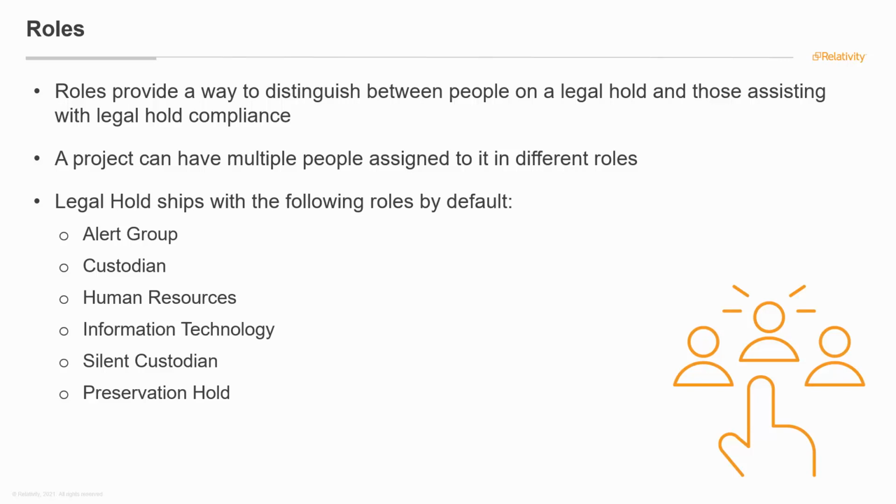So let's go through, at a high level, each of these groups, each of these default roles. So the alert group: these groups may include HR, legal, and IT, or any group of individuals impacted by a custodian's response to a question. So they will be notified if a custodian answers a question in a certain manner, for example. Custodians are owners of potentially relevant data, and these groups will actually receive the legal hold notice.